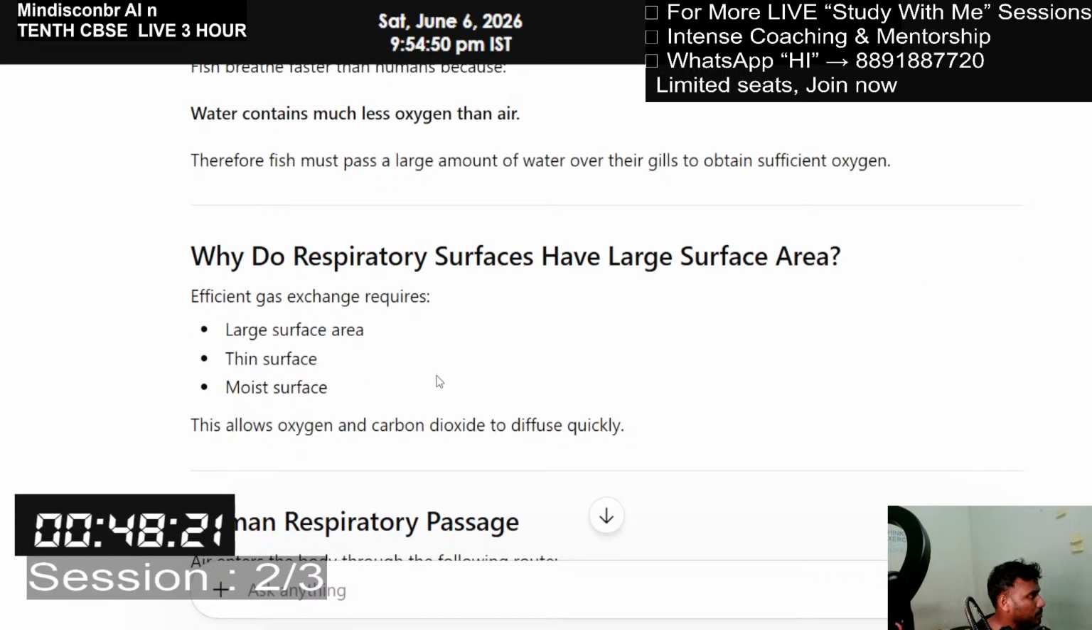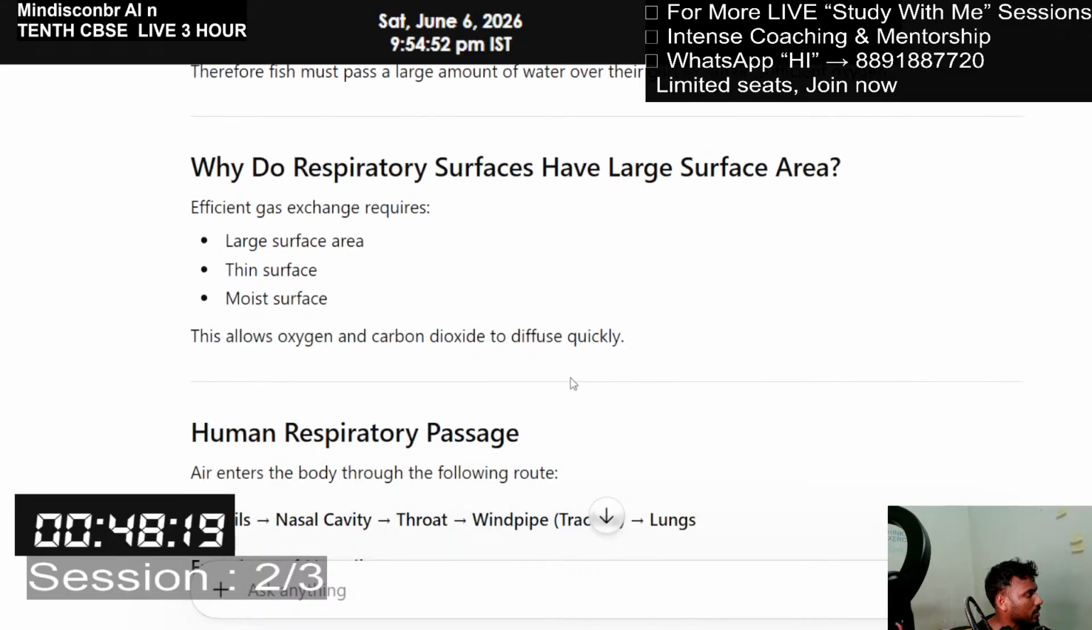Why do respiratory surfaces have large surface area? Efficient gas exchange requires a large surface area, a thin surface, and a moist surface. So, what are the criteria for a good gas exchange medium? It should have a large surface area, it should be thin, and it should be moist. This allows oxygen and carbon dioxide to diffuse quickly.